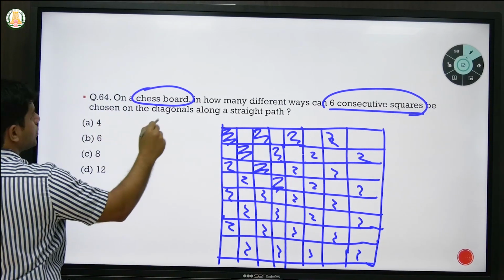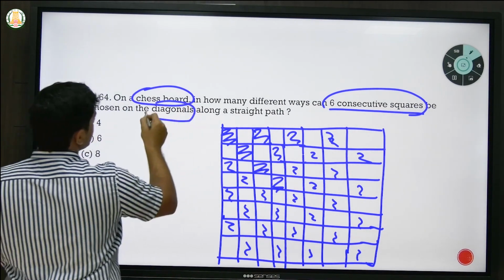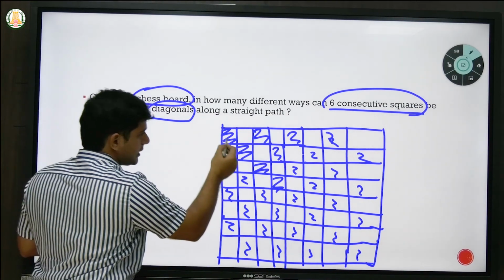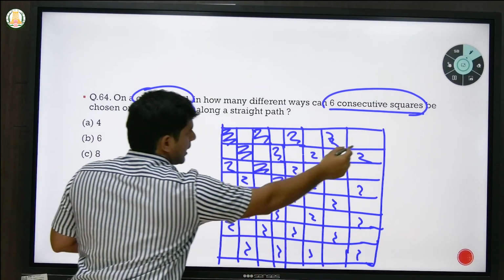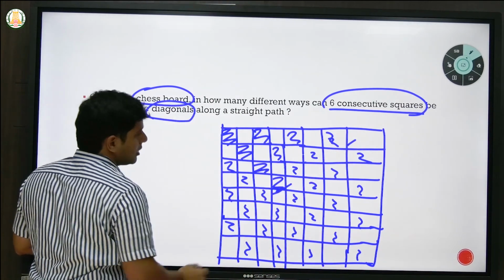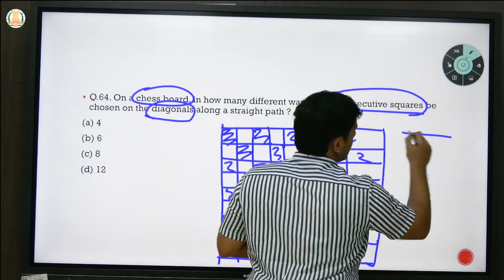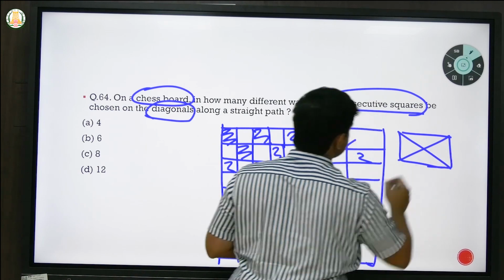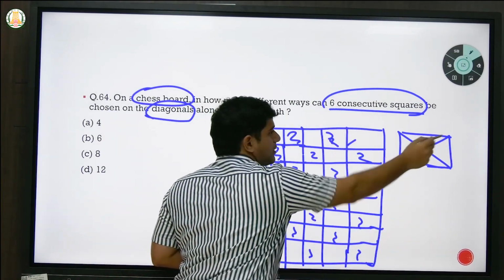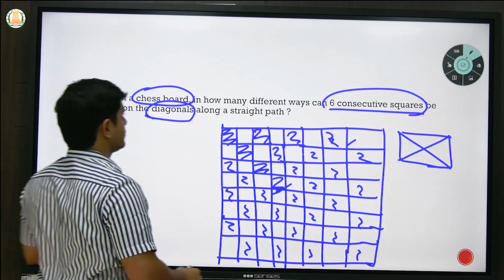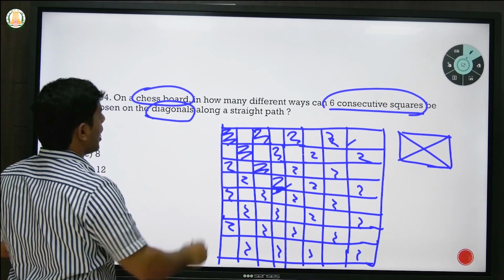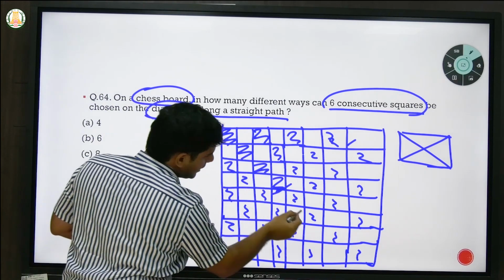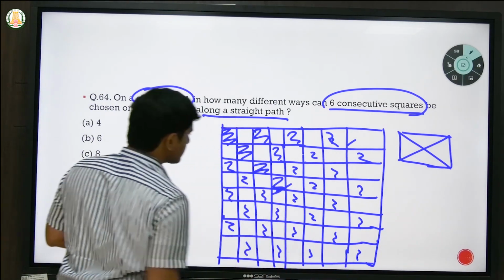Then he's saying be chosen on the diagonals. Okay. So, what is a diagonal of a square? Yeah, that one. So, this is the diagonal of the square. Again, this is another diagonal of the square. So, any quadrilateral will have two diagonals. This is one diagonal, this is another diagonal. Basically, a diagonal is the one which joins the corners of the quadrilateral. So, these are the two diagonals along a straight path. So, we have seen that diagonals are straight. So, let's say this is the diagonal. So, this is a straight line.